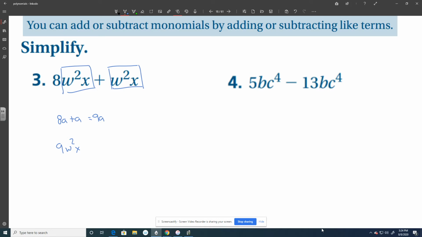Okay, 5 bc to the 4th power minus 13 bc to the 4th power. That's just 5 minus 13, which is negative 8 bc to the 4th power. Since these variables are the same, I can add and subtract them with each other.